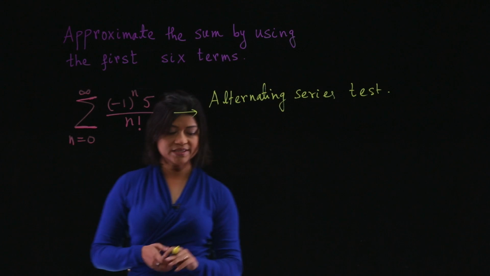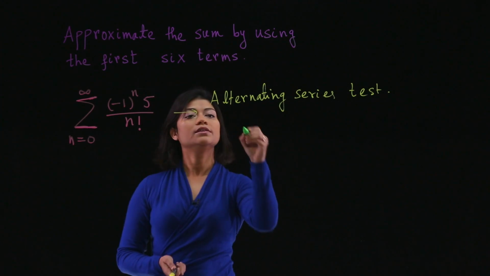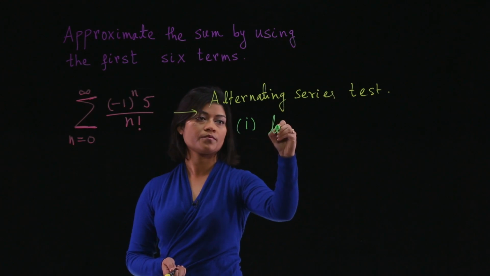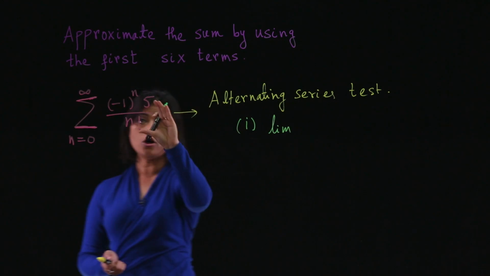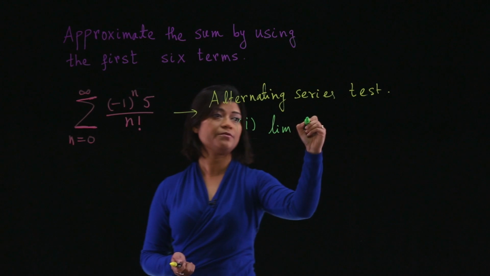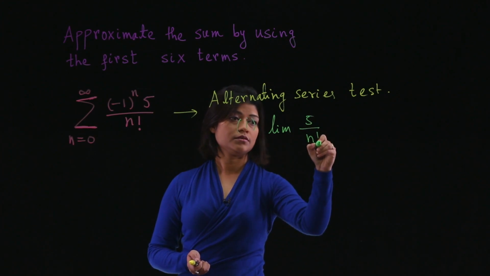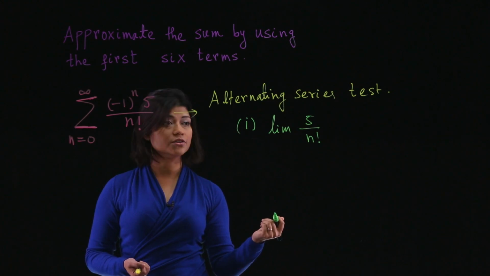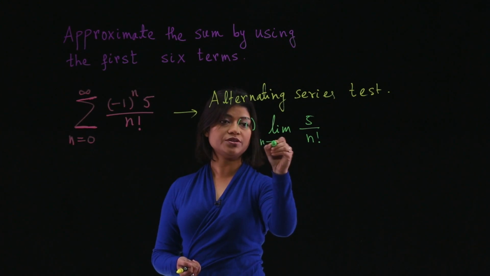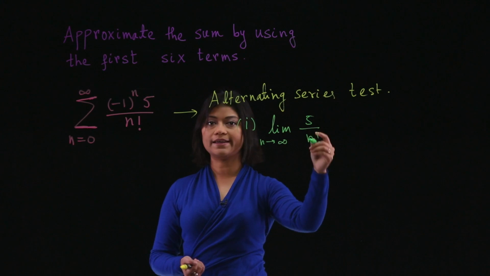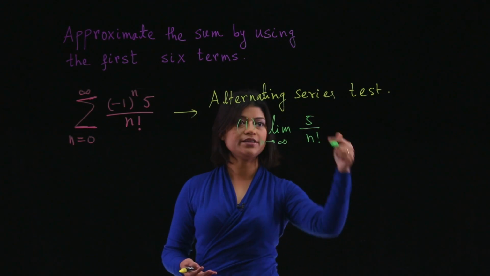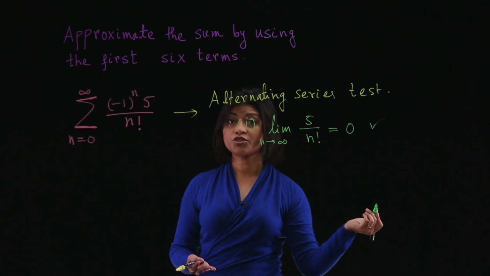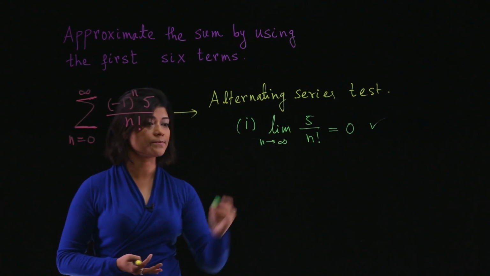Okay, so what is the test? Recall that we have to check if the limit of a_n, the positive part, which is 5 over n factorial, is 0. So is the limit 0? Well, n is approaching infinity, so the denominator is getting big. It's going to infinity, so the whole thing is approaching 0. So that's the first part of the test.